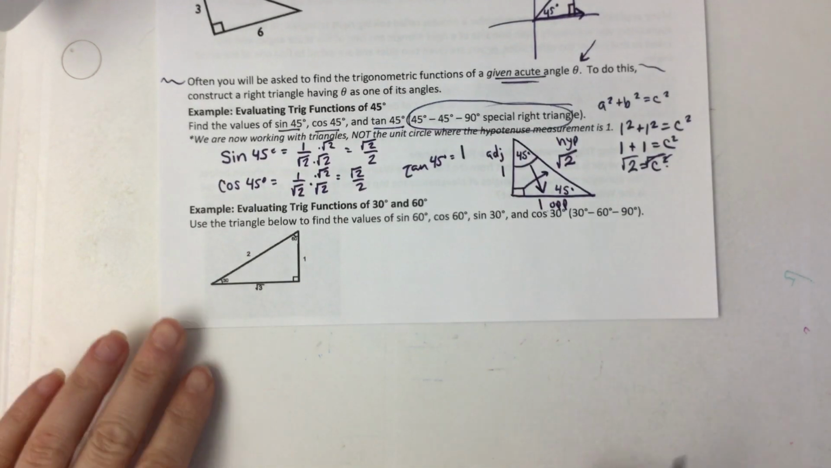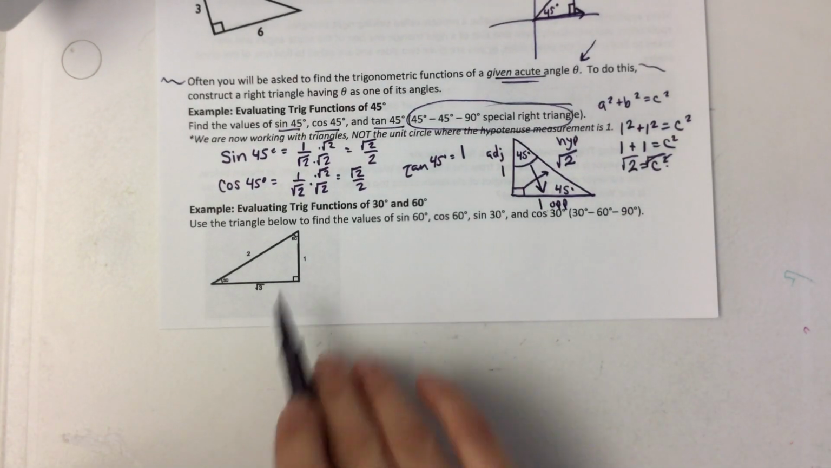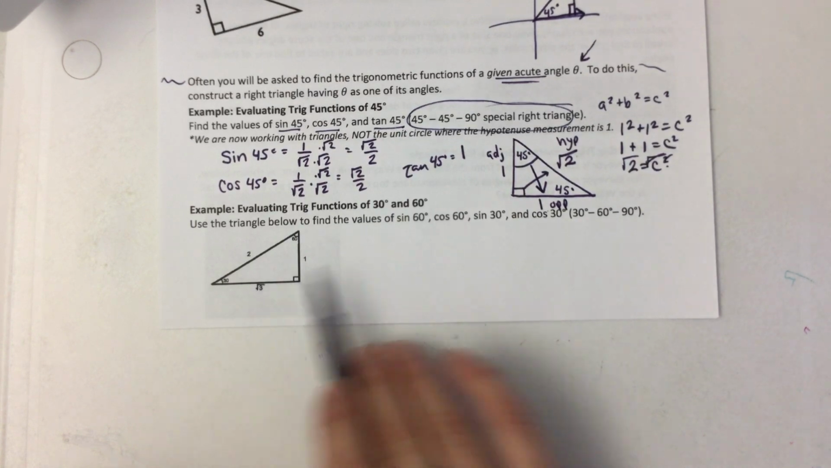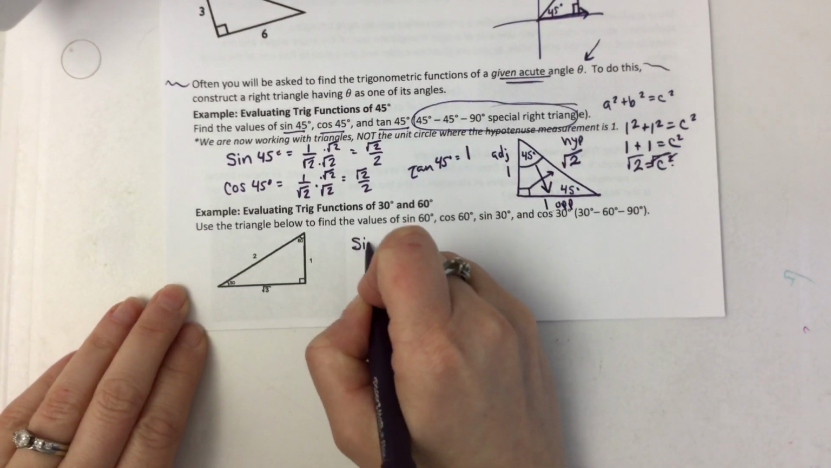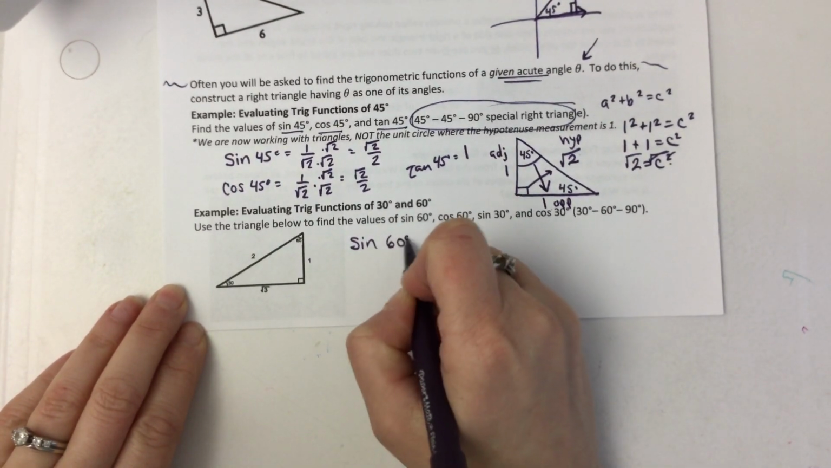Now let's look at a 30, 60, 90. This time they did give us measurements. If I want to find the sine of 60, okay?